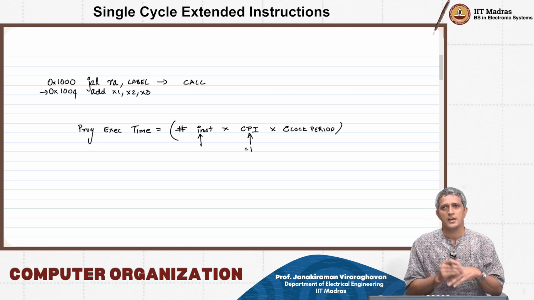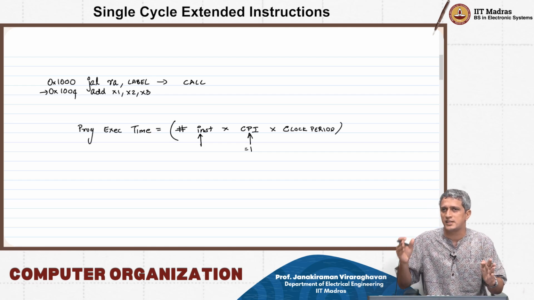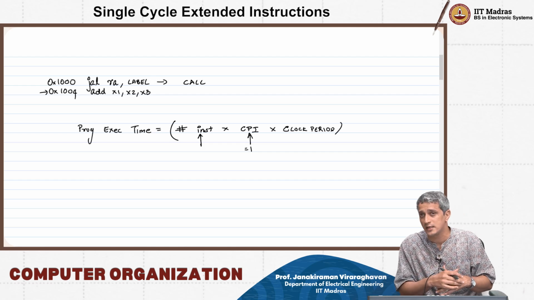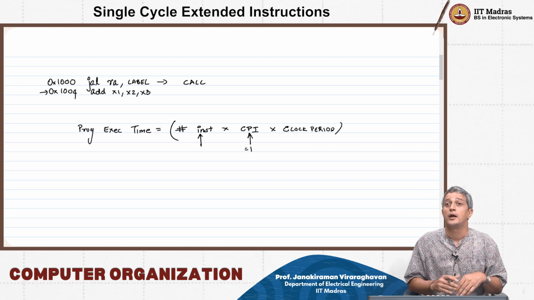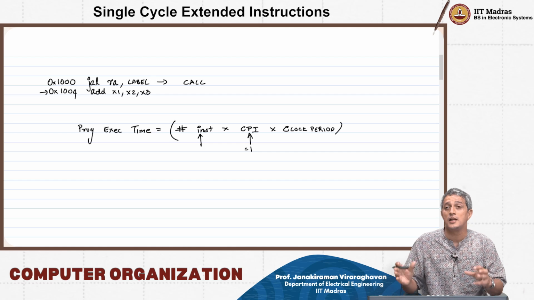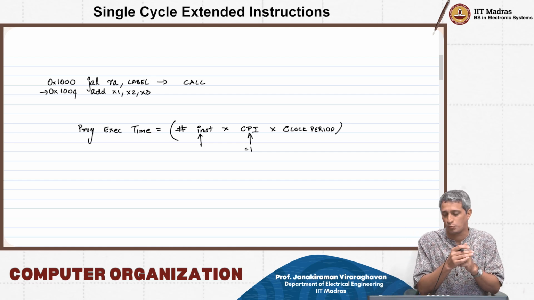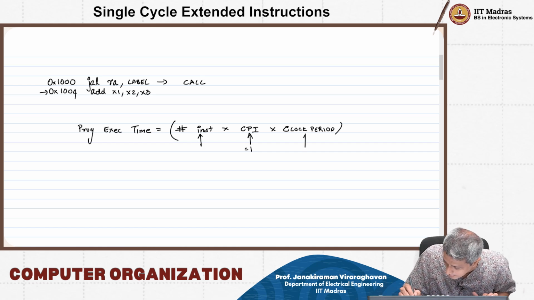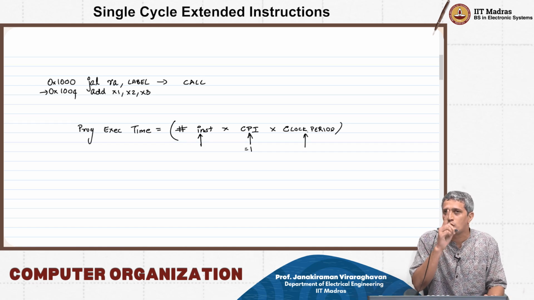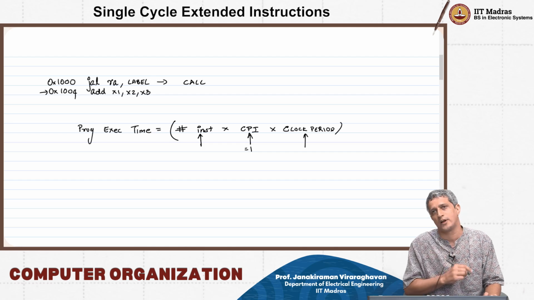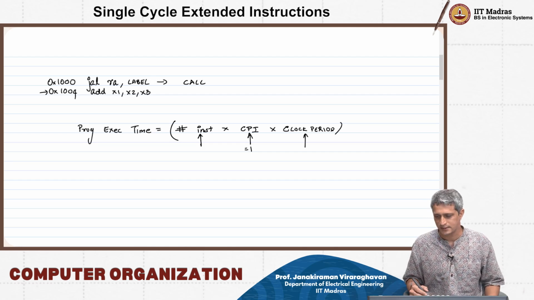But if you were to implement both x86 and RISC as a single cycle processor, it could still be much slower than the RISC-V. Even though the number of instructions is smaller, the reason for that is the clock period is going to be much smaller for the RISC-V, and we will see why that is the case.